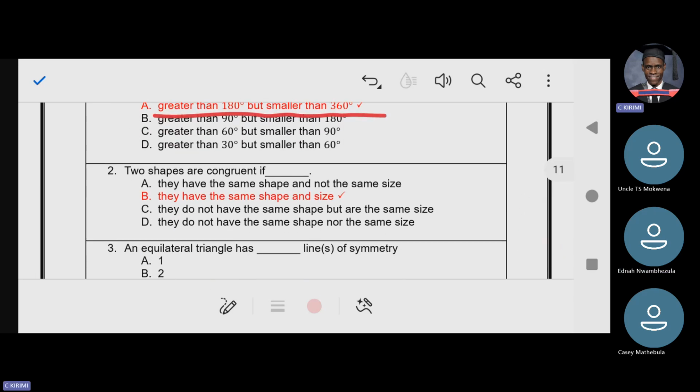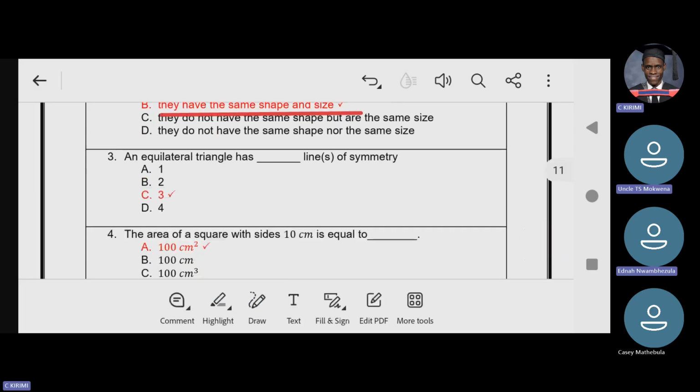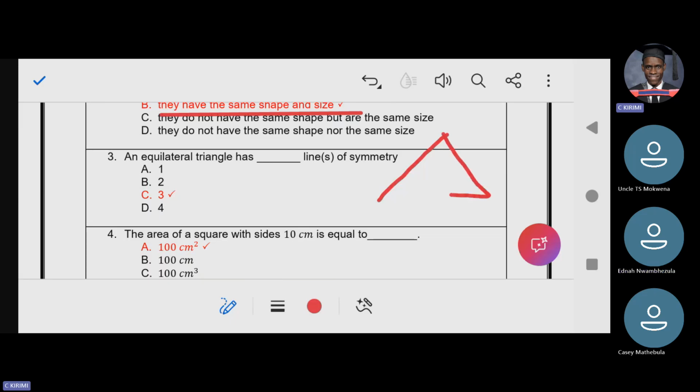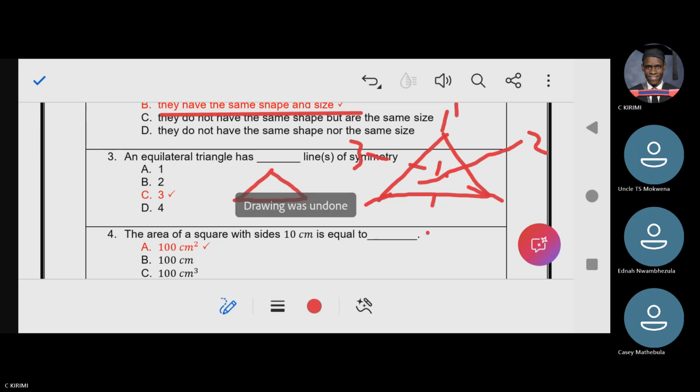Two shapes are congruent. We said congruent means they have the same shape and same size. And similar means they have the same shape but different sizes. Then number 3, an equilateral triangle has how many lines of symmetry? It is 3 lines of symmetry because we divide it like this, and like that. Line 1, line 2, this is line number 3. But an isosceles triangle only has 1 line of symmetry. A scalene triangle does not have a line of symmetry.